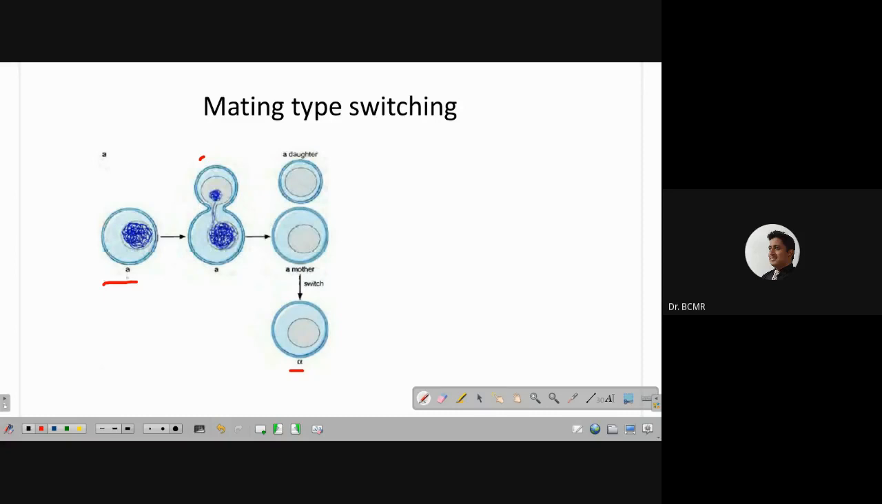So here is a depiction of a picture which says A will give rise to a bud and will form another A cell here. So that is asexual reproduction. But sometimes one of the cells can switch its mating type to alpha.